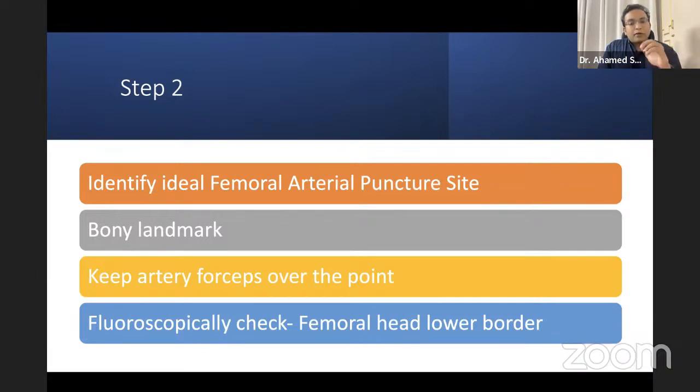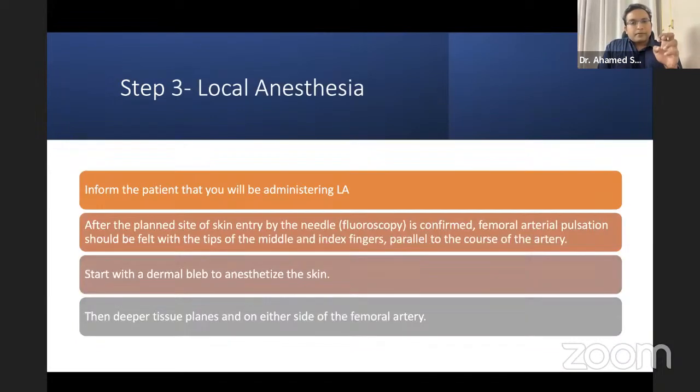Keep the artery forceps over the point where we are located, and just flash a fluoro if we have some, if we are in doubt, to confirm. Then local anesthesia. Inform the patient and reassure the patient that it is a short procedure, so that he or she will be calm. And after the planned site of entry for the needle through fluoroscopy or otherwise, femoral arterial pulsation should be felt with the tips of the middle and the index finger, parallel to the course of the artery. Start with a small dermal bleb.